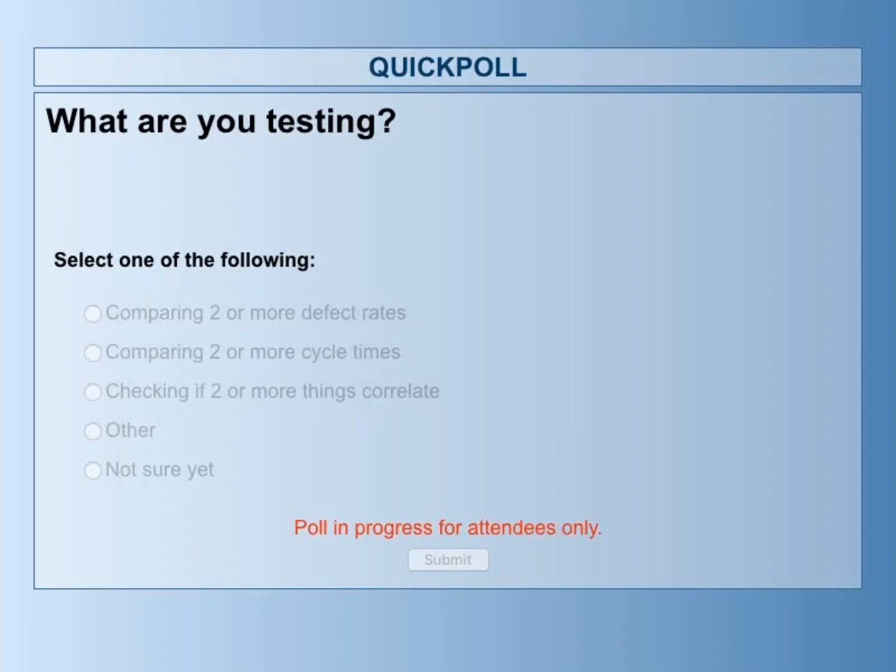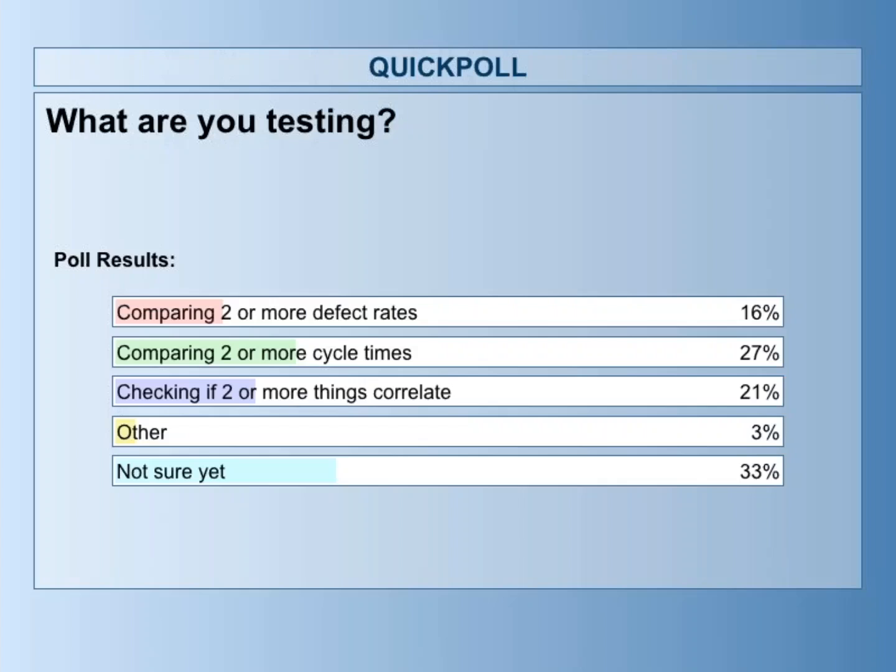So let's close this and share. Okay. So 33% say they're not sure yet how they would be using this in terms of what they're going to be testing. 27% said comparing 2 or more cycle times, which is obviously very common. 21% were checking to see if 2 things correlate. 16% comparing 2 or more defect rates, and 3% are other.